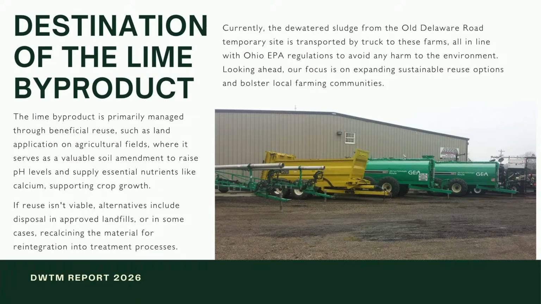Us, on the other hand, currently the dewatered sludge from the old Delaware Road temporary site is transported by truck to these farms, all in line with Ohio EPA regulations to avoid any harm to the environment. Looking ahead, our focus is on expanding sustainable reuse options and bolstering local farming communities.